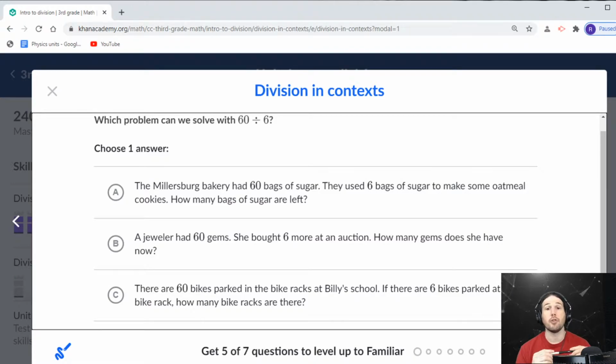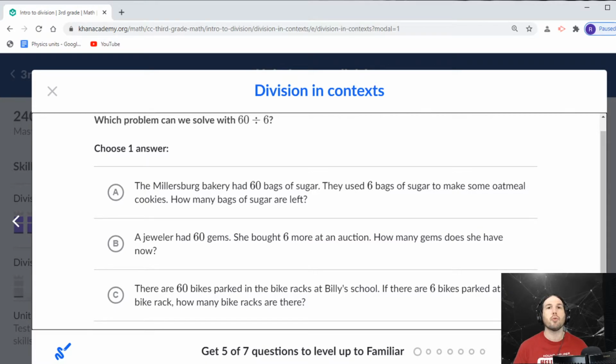Part B. A jeweler had 60 gems. She bought 6 more at an auction. How many gems does she have now? So again, if she had 60 and she bought 6 more, that means she is adding 6. That is 60 plus 6, not 60 divided by 6.